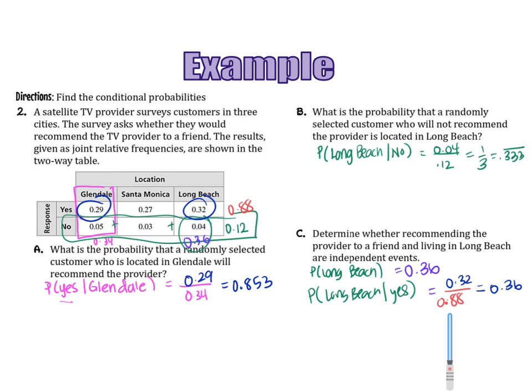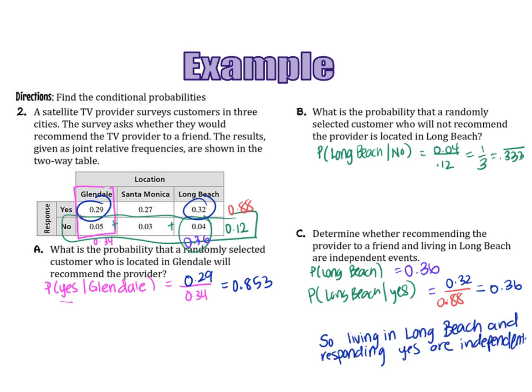So 0.32 over 0.88, which is 0.36. And these two values are in fact the same, which means that living in Long Beach and recommending the provider to a friend are in fact independent events. So go ahead and write a sentence that answers the question being asked here. And there you have it. Let's look at another example.